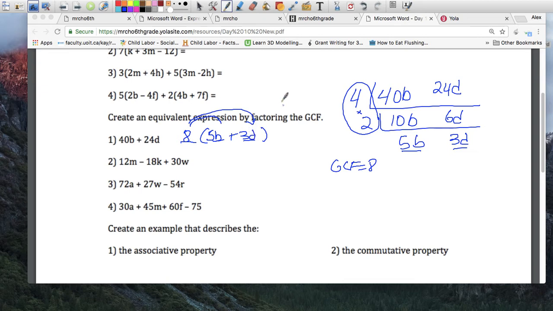You can always check to see if it's right. 8 times 5 gives you 40, so that's 40b, and 8 times 3 equals 24. You don't really need to do all this. It just helps you because you can visually see the GCF in the first term and the second term is nice and easy. So you're basically taking the GCF, the biggest number that goes into 40 and 24 is 8, and that's what goes outside. And then it would just be 40 divided by 8 and 24 divided by 8 to give you the inside two numbers. Okay.